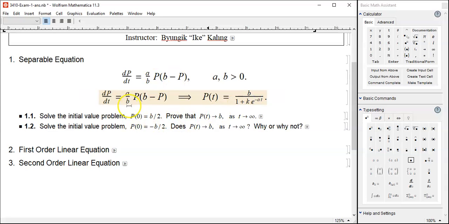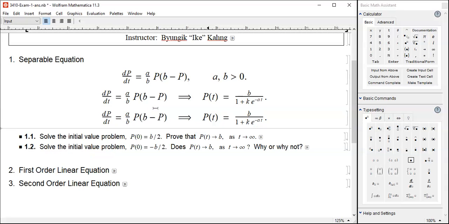All right. So if you have this kind of differential equation, and assume a and b are positive, then we have this general solution. And let's work out what the roles of these constants a and b are. One observation that you can make is this.